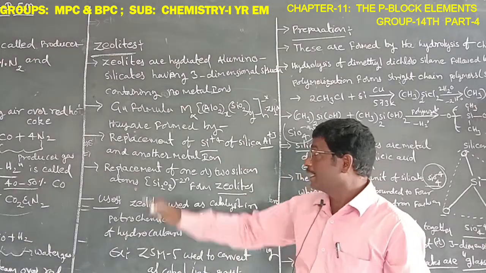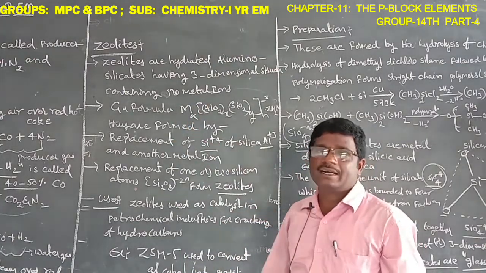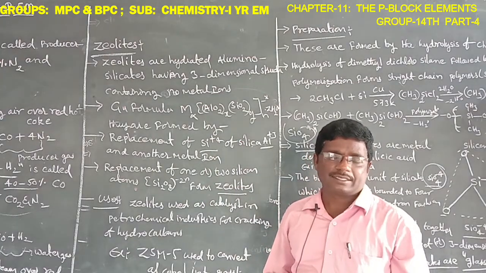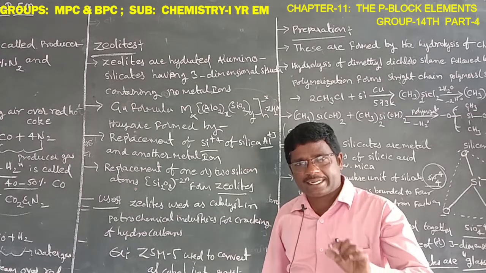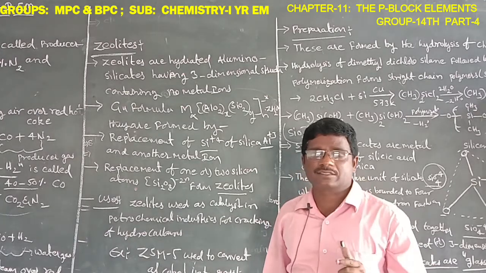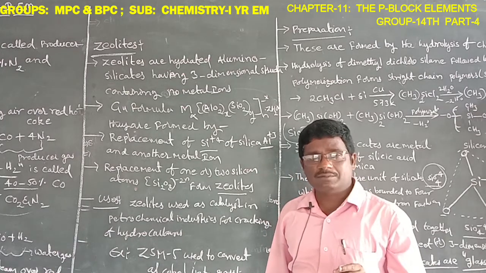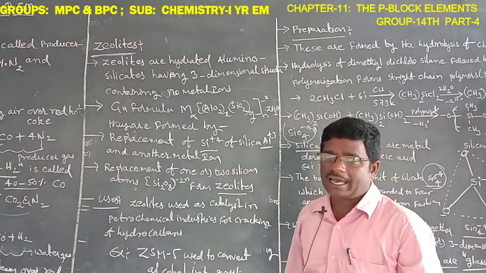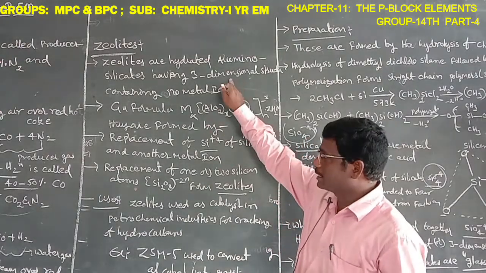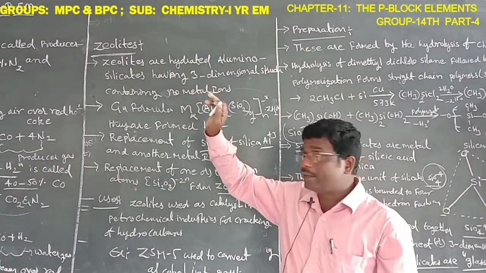A 3-dimensional structure containing no metal ions. Hydrated aluminum silicates, also called zeolites, have a 3-dimensional structure and contain no metal ions.